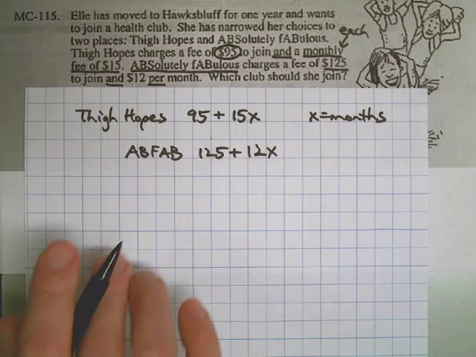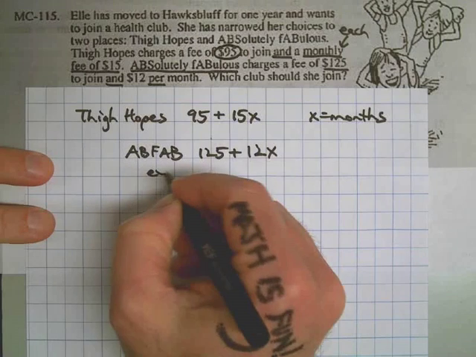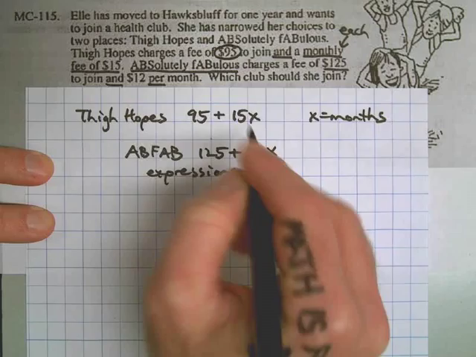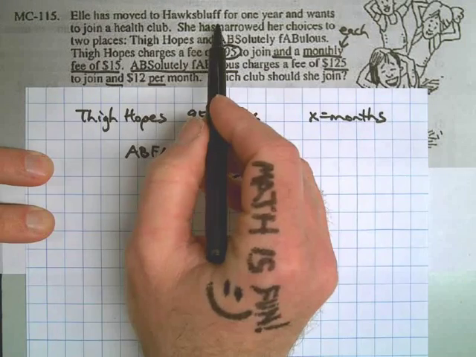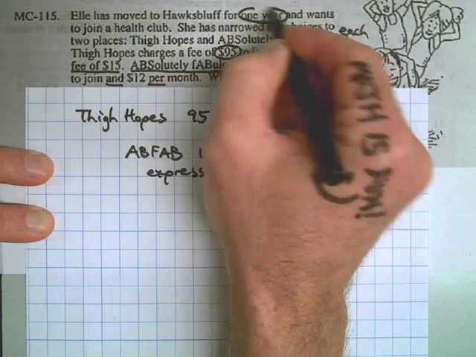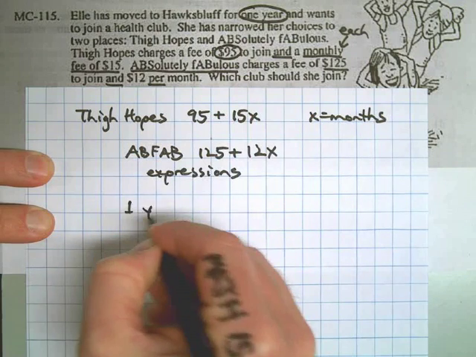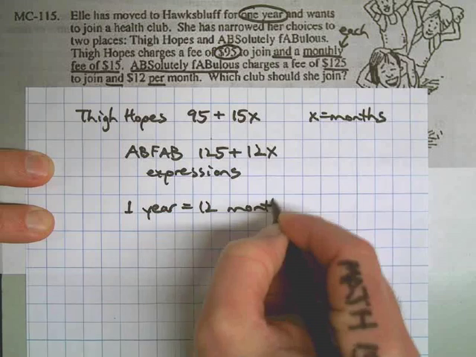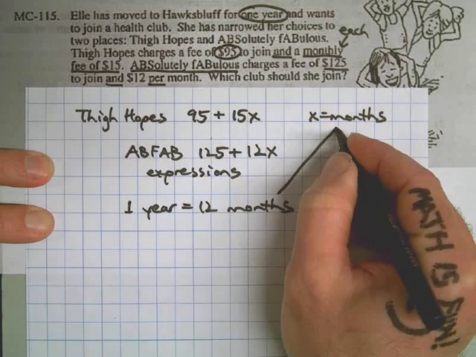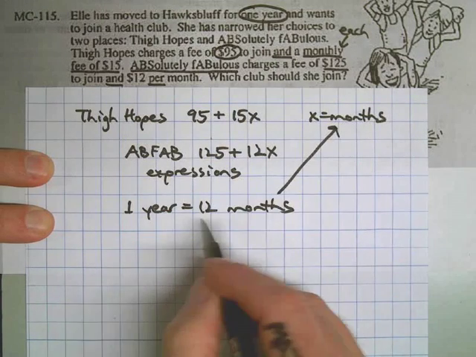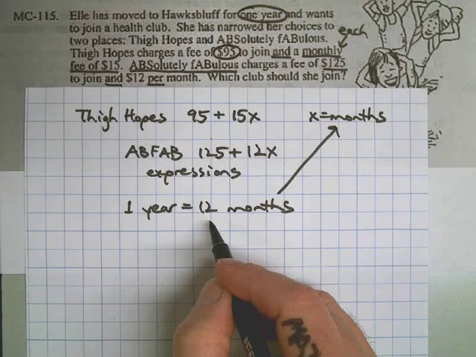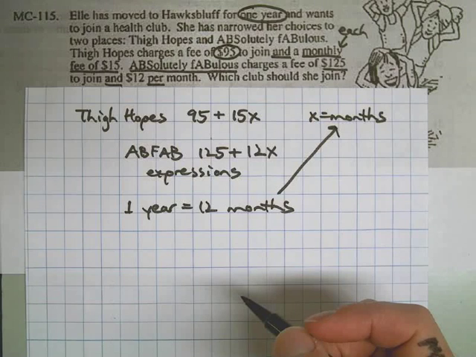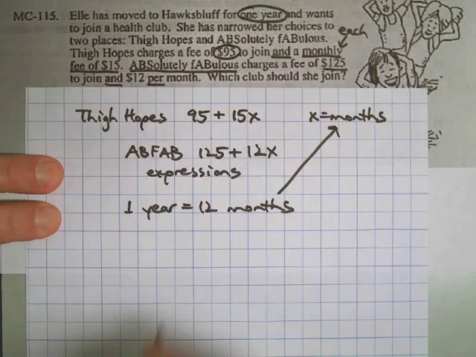Alright, so now we have expressions for both clubs. And we need to figure out which one she should choose. If we go back up to the problem, it shows she's only going to be there for 1 year. 1 year equals 12 months, right? We needed to do that so our variable is equal to what we're attempting to solve here. If we put years into our expressions, we're going to get a funky decimal, weird kind of an answer. So let's figure this out.